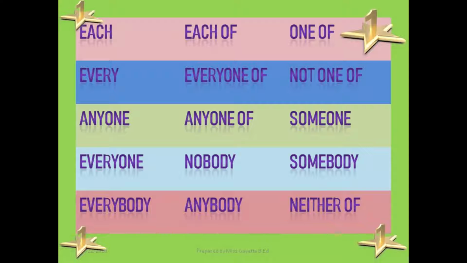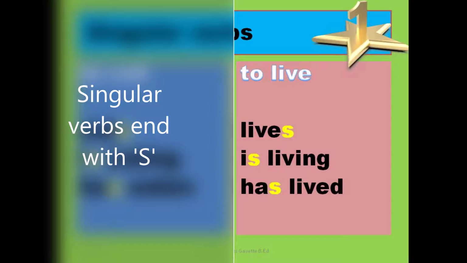The expressions are: each of, one of, every one of, not one of, anyone, any one of, someone, everyone, nobody, somebody, everybody, anybody, neither of. Remember that singular verbs end with S.